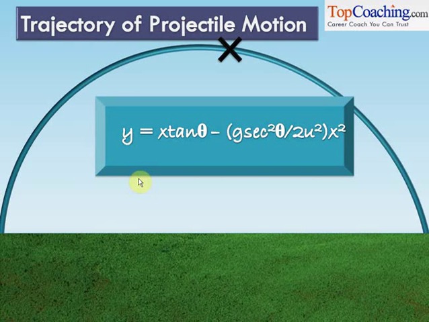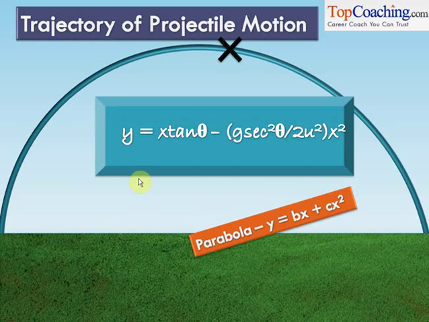y = x tan θ − g sec²θ / (2u²) × x². So basically this is the relationship between the x coordinate and the y coordinate of a projectile. Theta here refers to the angle of projection, that is the angle that the initial velocity of the projectile makes with the x-axis. Understood? So this is the equation of the projectile's trajectory.